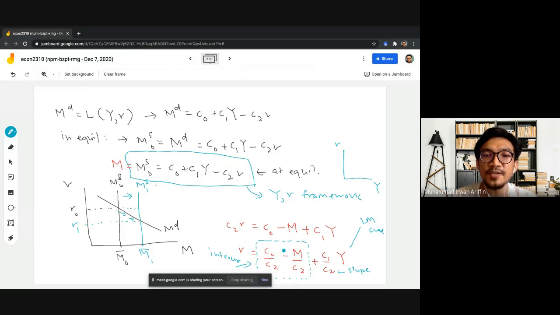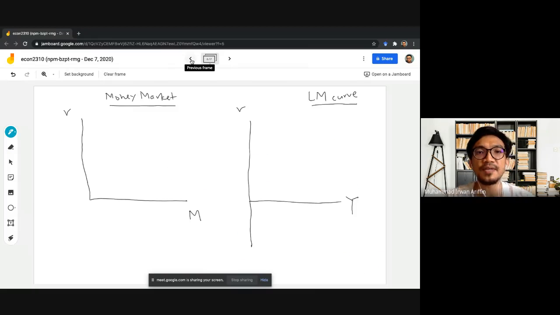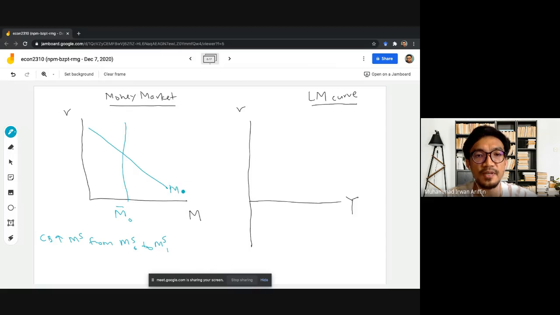Now let's focus on the change here. Since we have assumed that the central bank has increased money supply, what we are analyzing is that the central bank increases money supply from MS0 to MS1. So let's say this is the original M bar 0, and this is our money demand curve, which is a function of income at Y0.